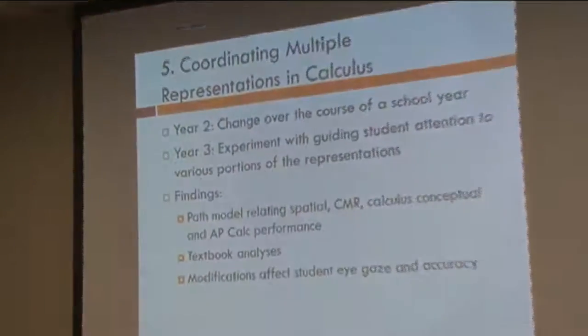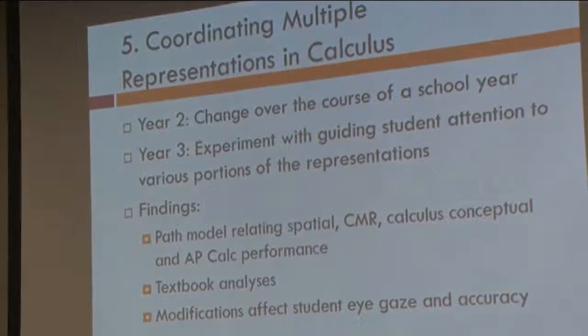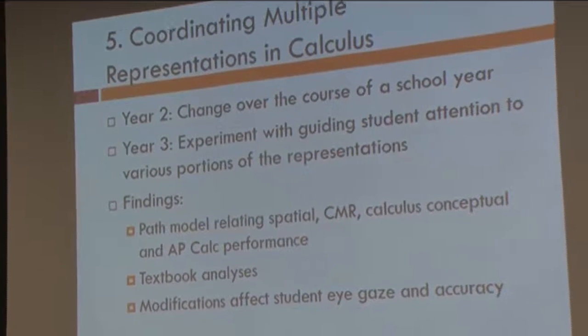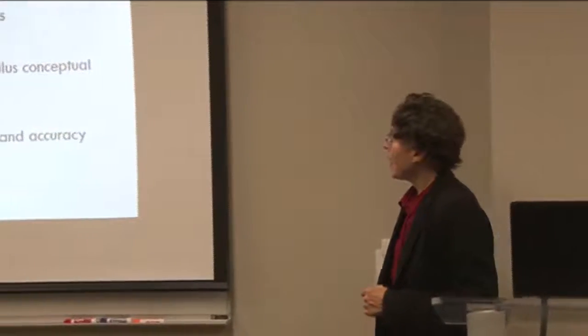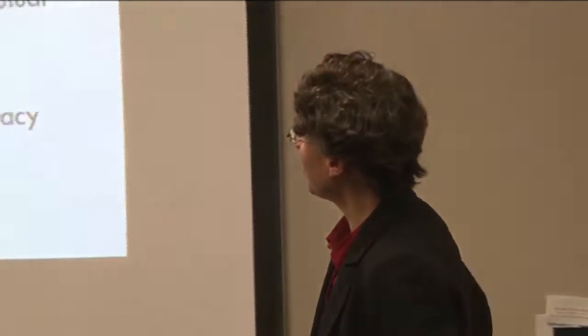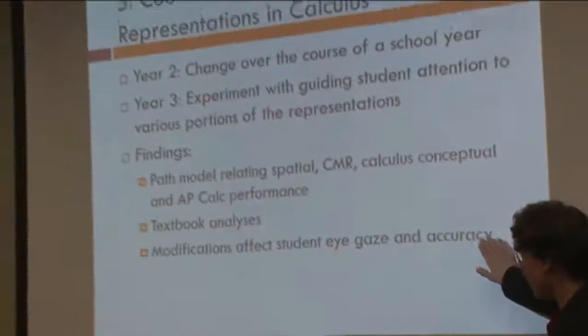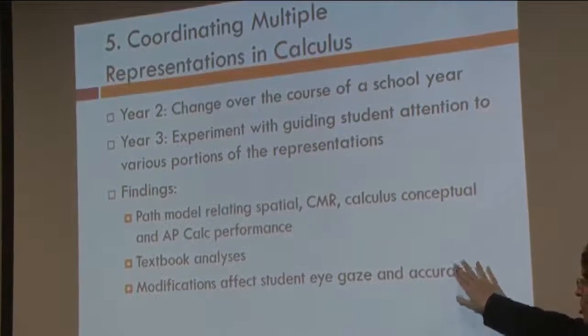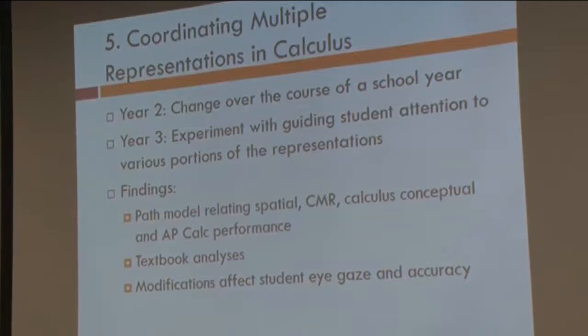In year 2, we were able to look for a very small sample at change over the course of a school year. But in year 3, we did what I think is really cool. We just put some arrows on some stuff. So we said, notice that the slope is decreasing. Notice that this coefficient is negative. Unfortunately, our samples were a little bit small, but we were able to show at a p less than 0.10 level that those very simple modifications were able to change the patterns with which students were looking.